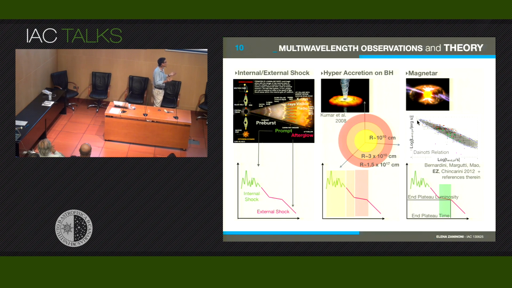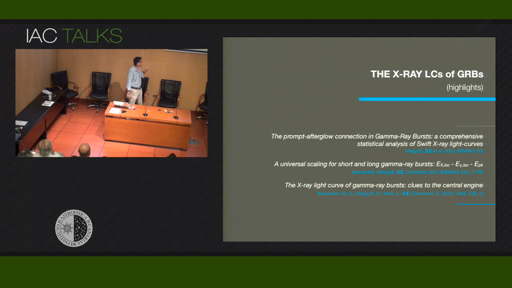The gray points are the simulations that take into account different periods and different magnetic fields, and to reproduce this characteristic, that is the end plateau time and the luminosity. And we can see that the observations are the color points. And as shown in this figure, we can see that the model can explain very well this correlation.